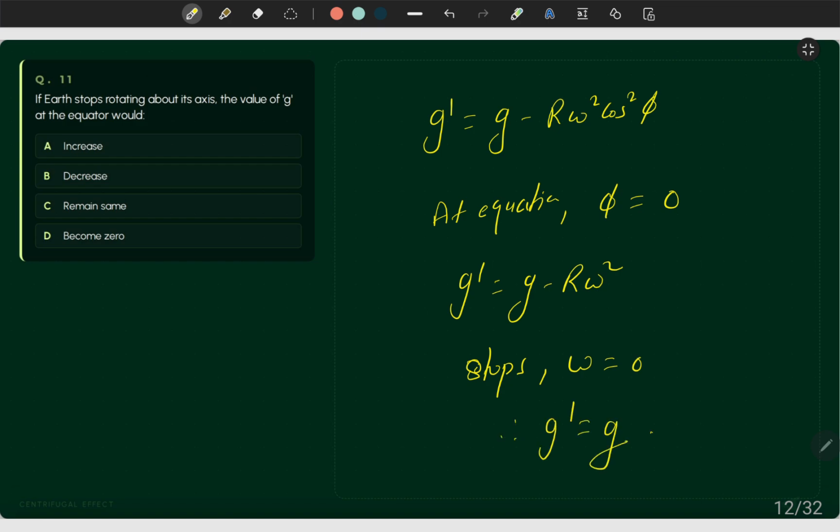That means initially, due to rotation, the g was less because of the subtraction term. But when the rotation stops, it becomes equal to g. That means after stopping the rotation, the acceleration due to gravity increases. So the option is A.